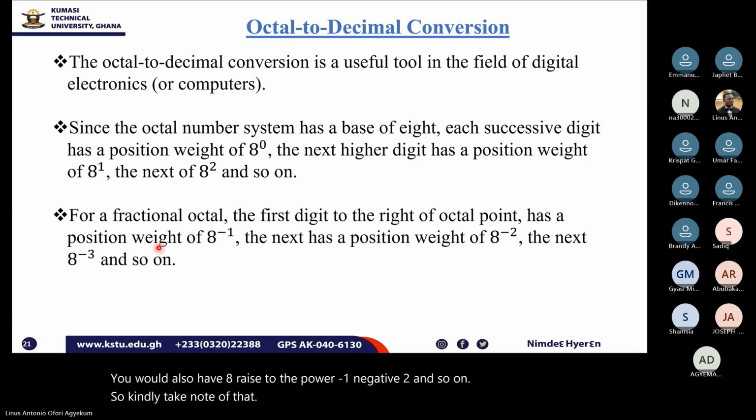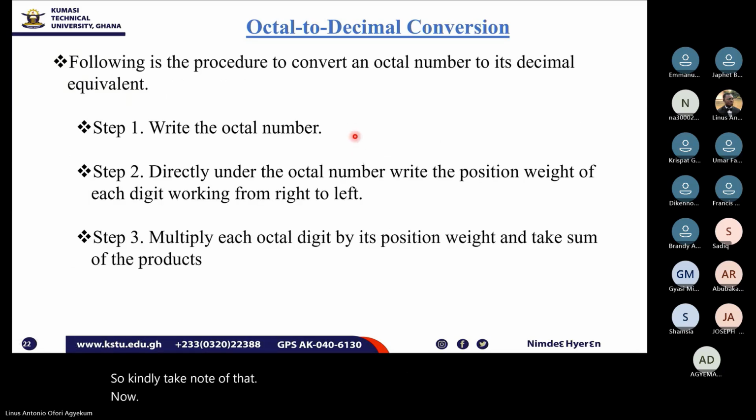Now, if we need to convert an octal number to a decimal number, there are some steps we need to follow.